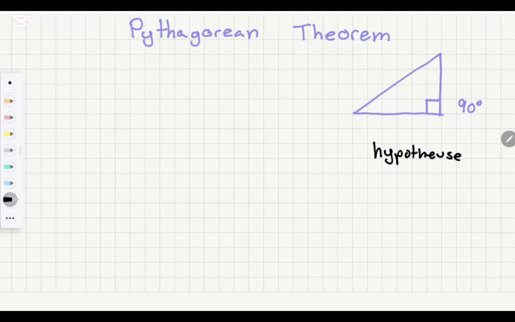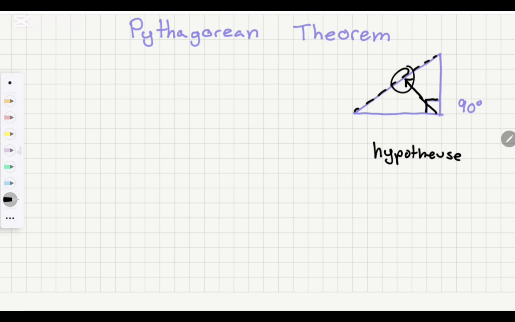So the hypotenuse is the longest side of a triangle, and how we find it is we identify our right angle, and we draw an arrow all the way to the other side from that right angle. This arrow right here is pointing to the longest side in our triangle, the hypotenuse.